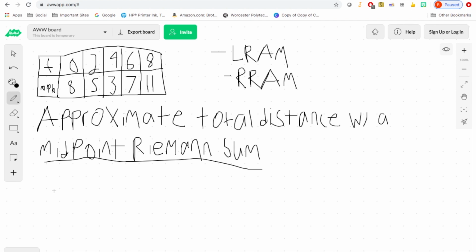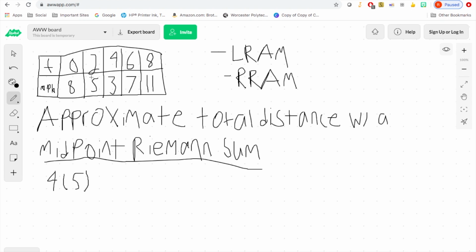So we know that we start off by multiplying 4 by something. Now, if this were LRAM, we would have gone with this 8. If this were RRAM, we would have gone with the 3. For MRAM, we're going to go with this middle 5. Now, here's a very important note about our choice here. Once you understand left and right Riemann sums, midpoint Riemann sums are not difficult.